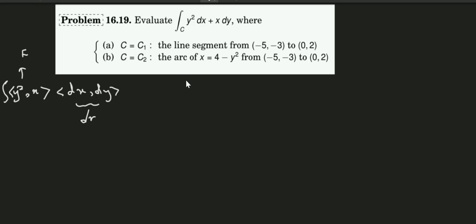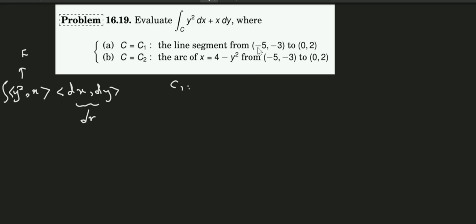So here C1, which I want to present as a line segment, we need to find the parametrization for this line. Every line segment we can define by two options.